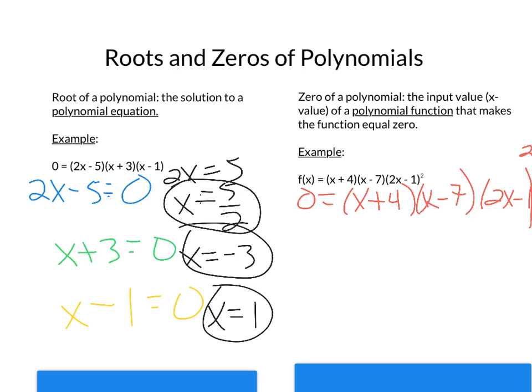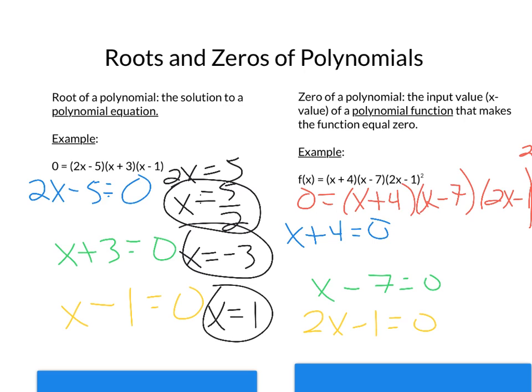Now that I have an equation set equal to 0, because I'm finding the zeros or x-intercepts of the function, I can treat it just like my other example from before. I'm going to take each factor and set it equal to 0. x plus 4 equals 0. x minus 7 equals 0. And 2x minus 1 equals 0. Now, although this one's squared and has two factors, meaning 2x minus 1 times itself, I only have to solve it once because I would end up with the same solution.